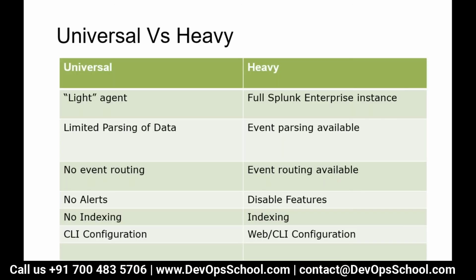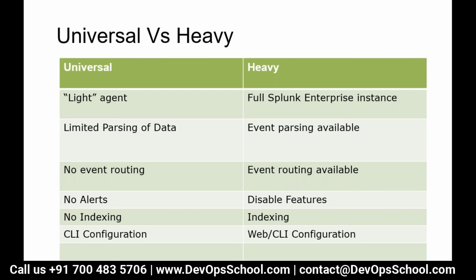Okay, so guys, this is the difference between universal forwarder and heavy forwarder. Universal forwarder is just like a light agent. It's a small software. It's not a full-blown Splunk Enterprise instance, whereas heavy forwarder is a full Splunk Enterprise instance, the one which you installed. Universal forwarder has limited parsing of data, whereas heavy forwarder is parsing the data at the event level also. Here, no event routing is happening, whereas heavy forwarder has event routing available.